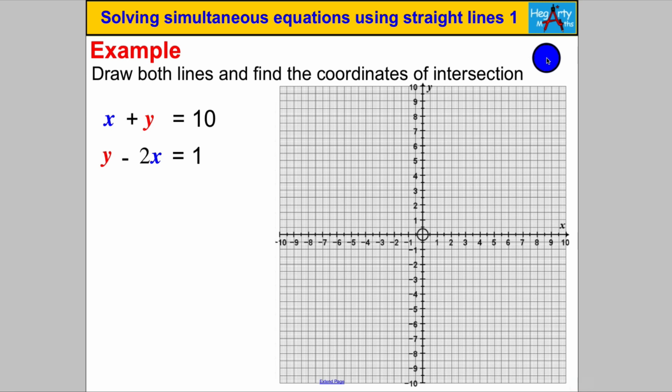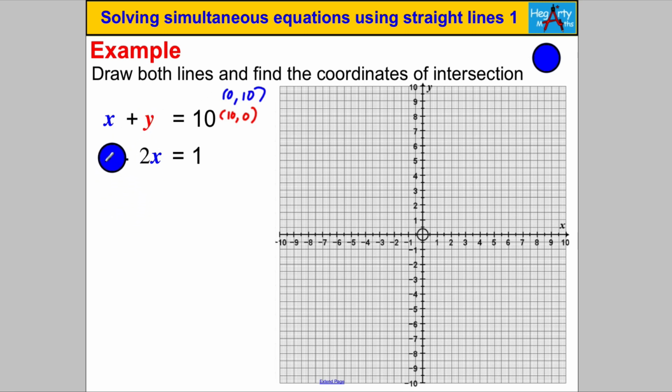Okay, I'm going to do the same thing here because they're in the form ax plus by is equal to c. I'm going to let x be 0. When x is 0, y is 10. And I'm going to let y be 0. And when y is 0, x is 10. So it goes through those points. Let's do the same thing here.